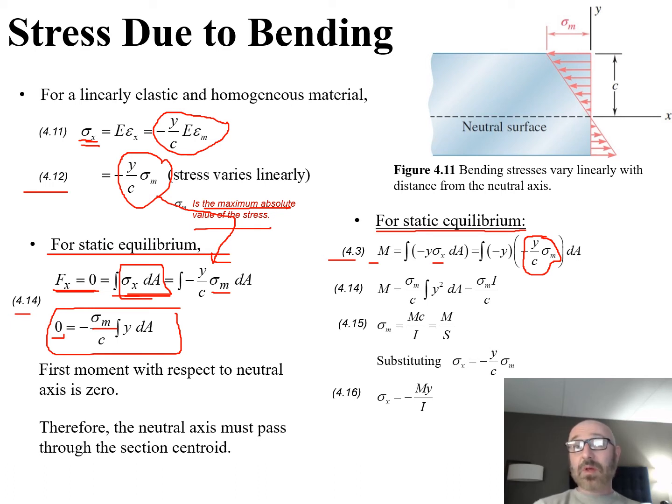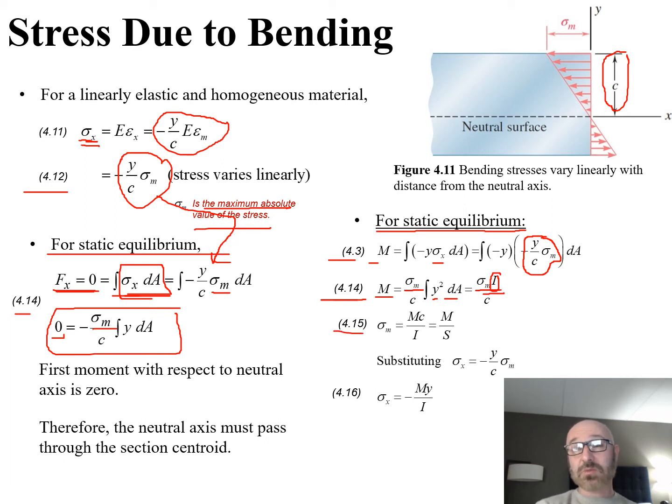When we plug that in, we can pull out the constants, and we end up with the relationship we see in equation 4.14. The moment is now equal to sigma sub m, that maximum absolute stress value, over c, and we can see that's our c up there if we go back to our diagram, times the integral of y squared dA. Then we do a couple more substitutions, and this is equal to sigma m times I over c when we do our integral. So we reduce that down, and we have the moment M equal to sigma m times I, the moment of inertia, divided by that distance c.